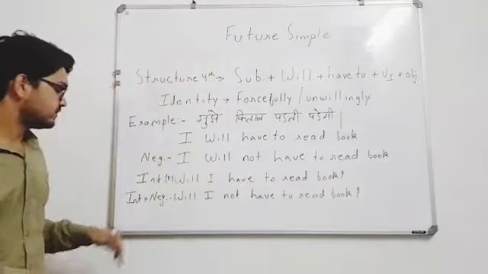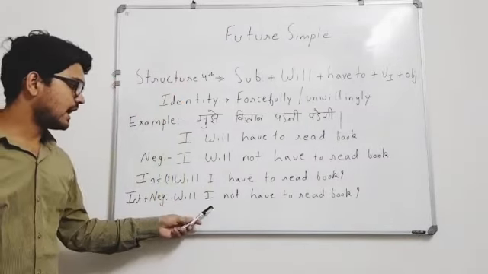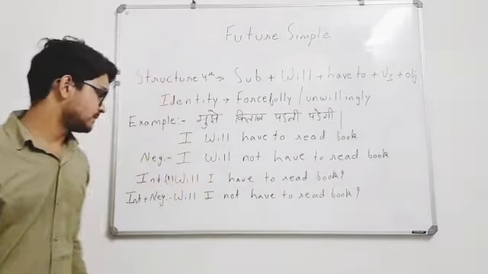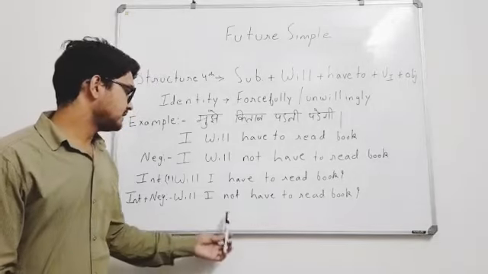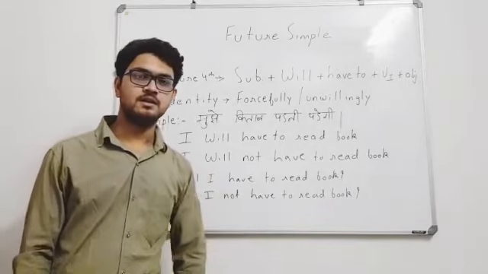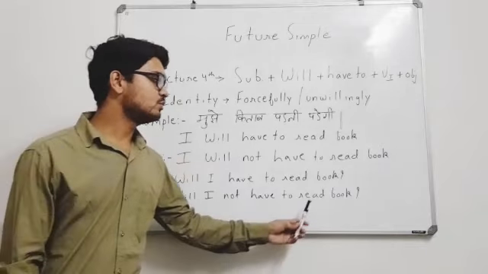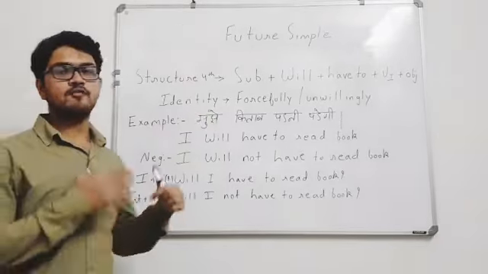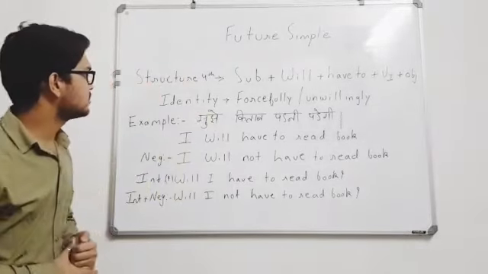Got it? And after that we have interrogative plus negative, that is: will I not have to read book? After the subject we can put not, and again the same sentence will be there. So we can see: will I not have to read book? So just like this we have finally done our future simple. Okay, future simple is totally done.